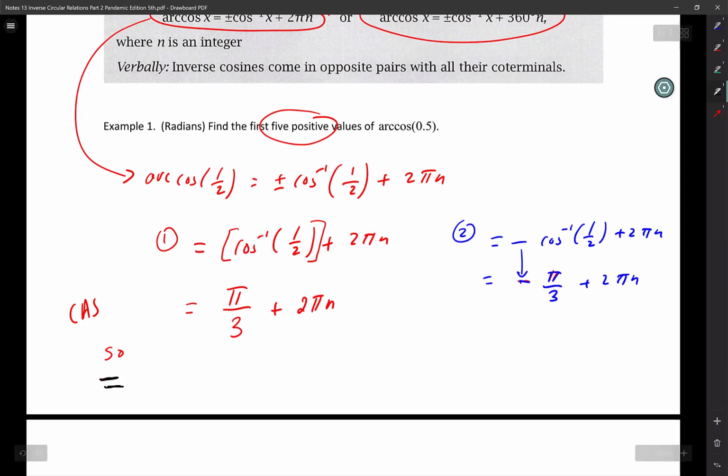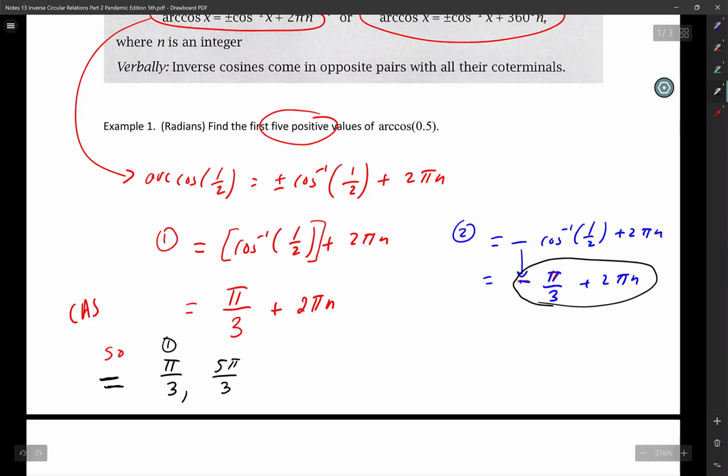So the first positive number I hit is pi over 3. This one's coming from equation 1. The second one that I hit is going to be in quadrant 4, and you get it from negative pi over 3 plus 2 pi n. That's going to be 5 pi over 3.